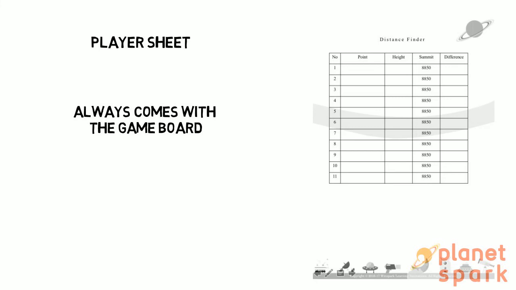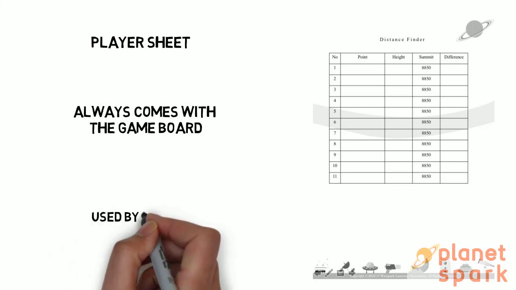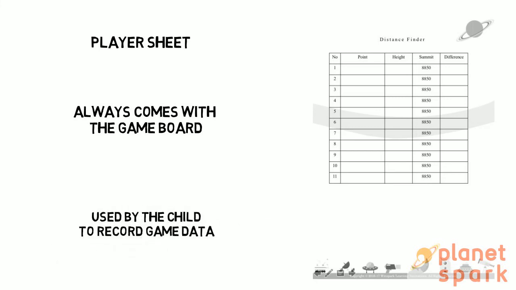While the child is playing the game, the child uses the player sheet. This is how the player sheet looks for this game. It always comes along with the game board. The player sheet is used by the child to record game-related data or information while playing the learning game.